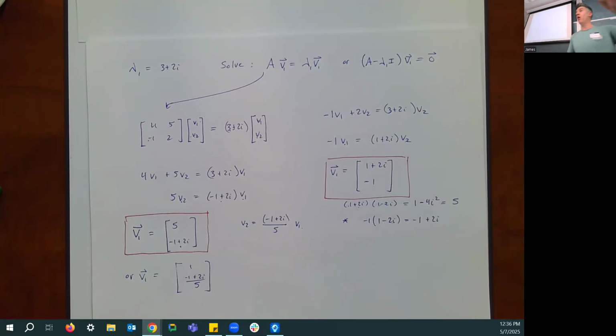But that just goes to show that if you do this a different way than someone else, your eigenvectors might look very, very distinctly different, even though they're still multiples of each other. So either equation is fine. I always default to the first one.